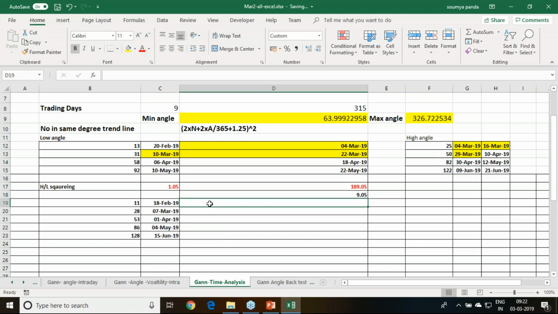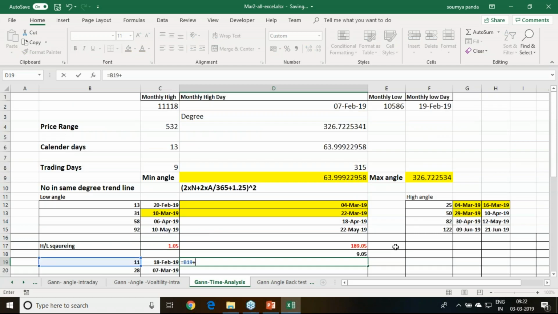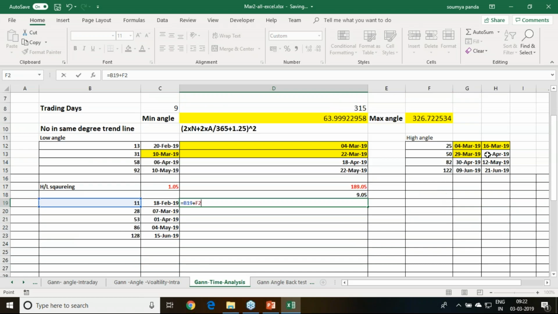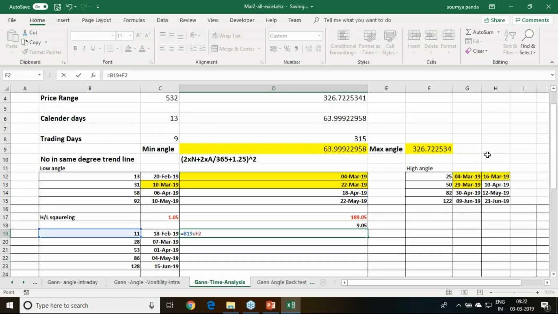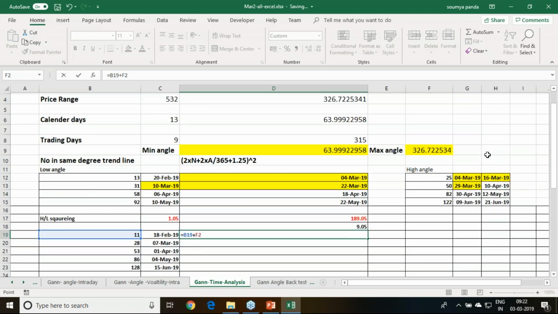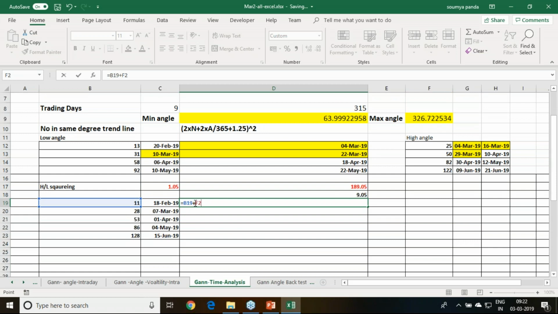Similar way, I have to take the high formation day. So when the high formation day has happened, sorry, this is high formation day. Low formation day also I have to take and calculate. So here the F2 has to go here.